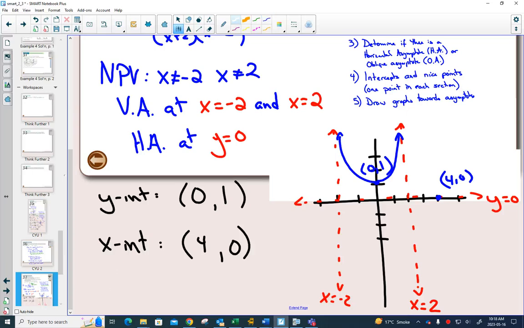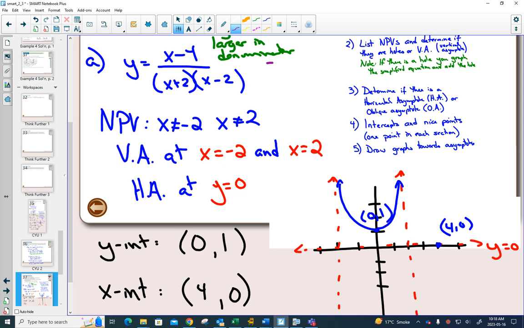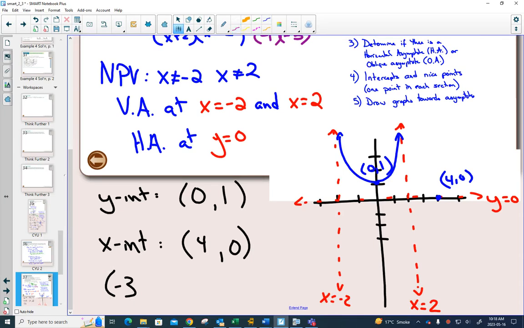So I'll pick a nice point, negative 3. What would happen if I plugged in negative 3? I'll do it in purple here. Can you see that the top would be negative 7? This one would be negative 1, and this one would be negative 5. If I plugged in negative 3 for all the x's into those factors, I'm going to get negative 7 over positive 5. So I can put that point on my graph, (-3, -7/5). And now I have enough in this section to graph.